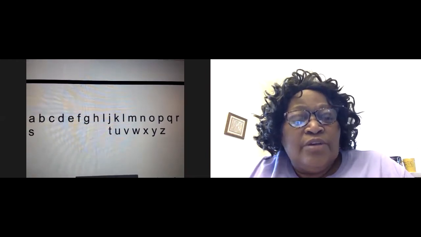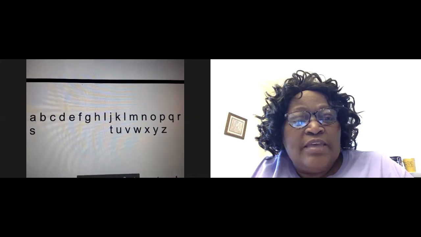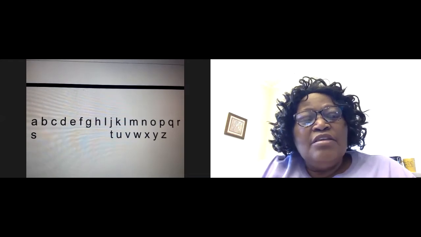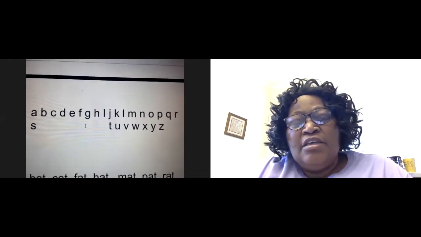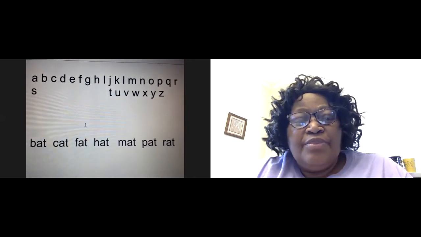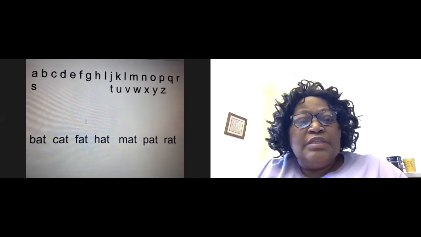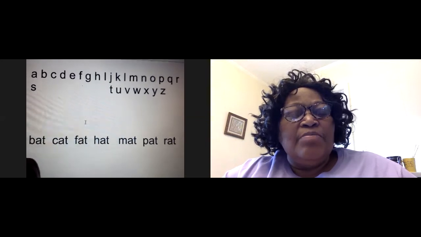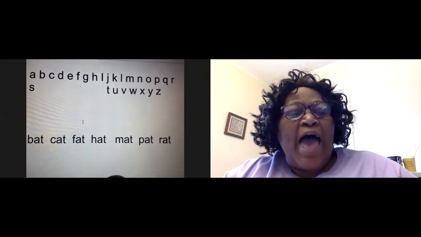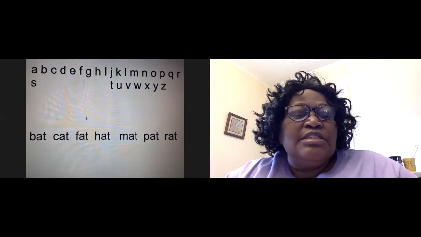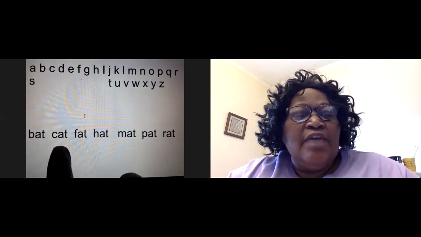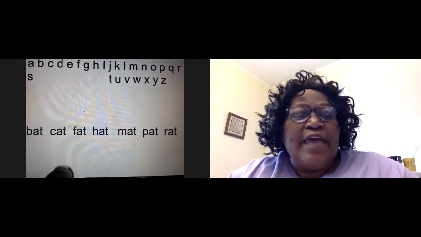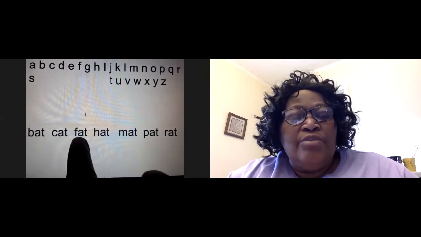Okay, so we have learned our letters and we can make our sound: a, b, k, d, e, f. All right, so we know that when we put letters together, they make words. Look at the words that we've made. We took the B and the A and the T and we made the word bat. All right? We took the C, the A, and the T and we made the word cat. We used the F, the A, and the T and we made the word fat.